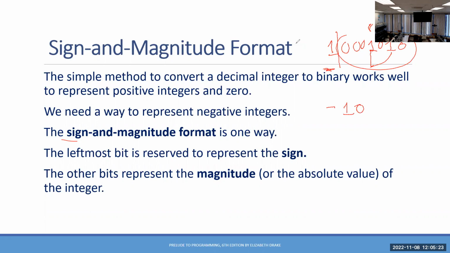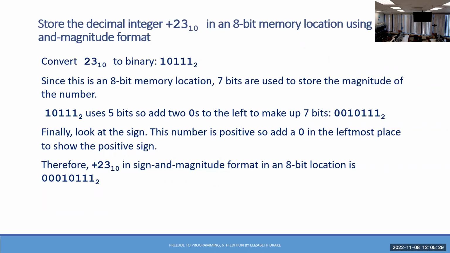Make sense? Okay, so sign and magnitude is very simple. Basically, think about this: if you want to store the decimal integer positive 23 in 8-bit memory, in the case of a positive number, you just convert it normally and add 0 at the beginning. That's all.